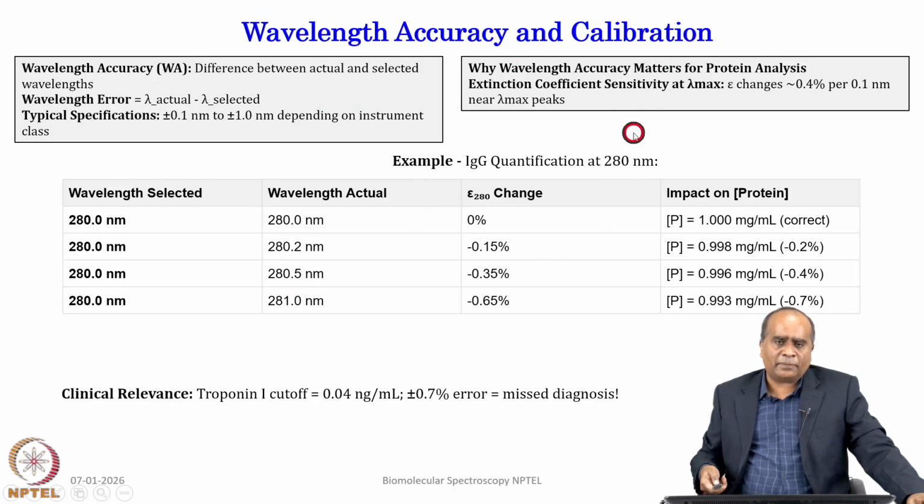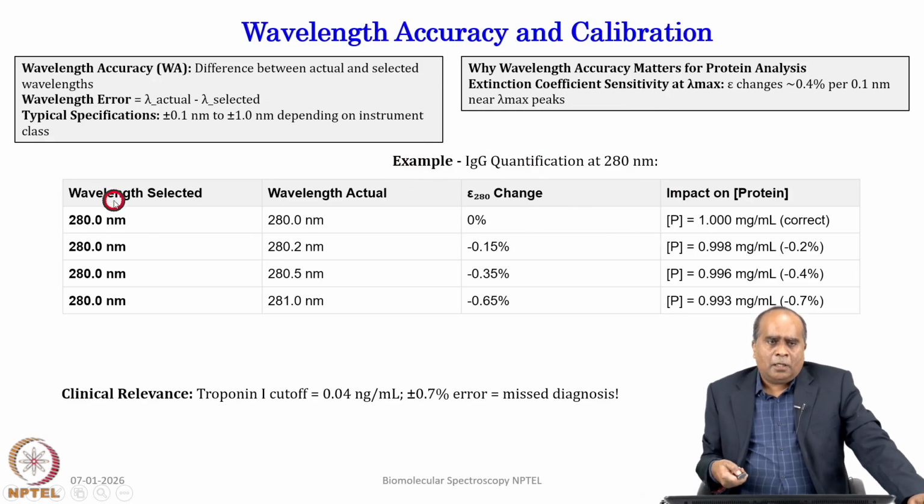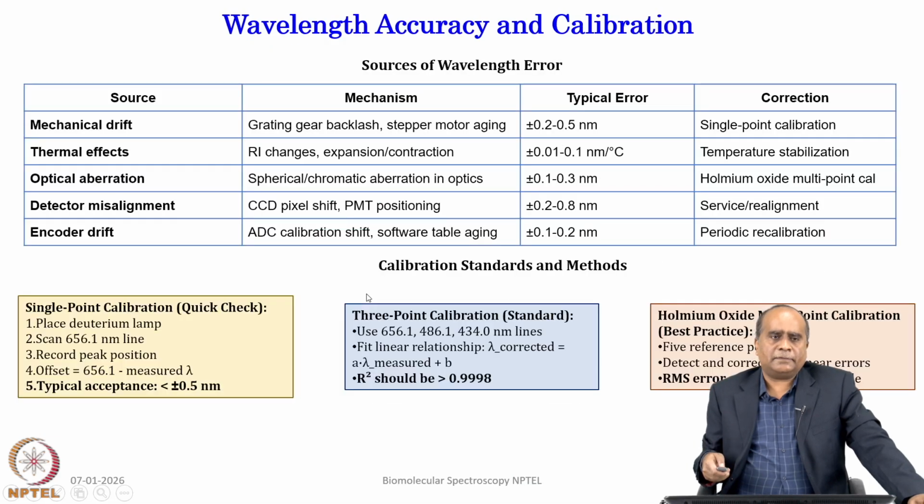error. So, let us take an example of IgG quantification, immunoglobulin quantification. You know this is used in many antibody-based detection methods. So, the wavelength selected is 280, and the actual wavelength, suppose, is changing. So, error is also getting introduced: 280, 280.2, 280.5, 281, error is introduced and therefore the quantitation is affected. As for clinical relevance, again you can miss the diagnosis when we are detecting it. So, now you understand why this accuracy is very important, right?